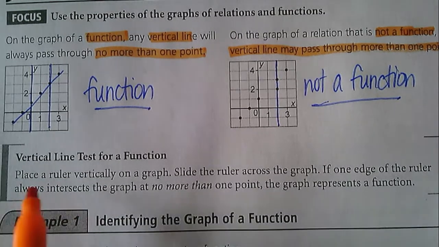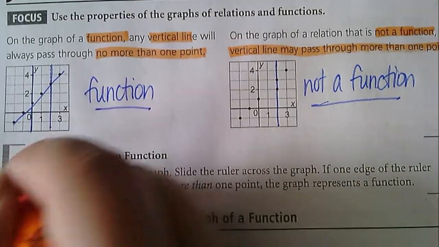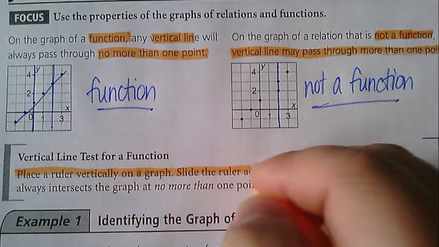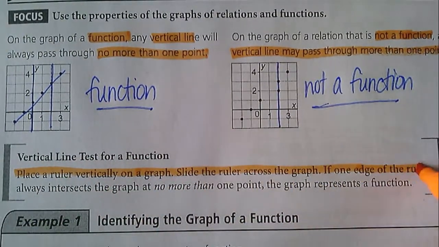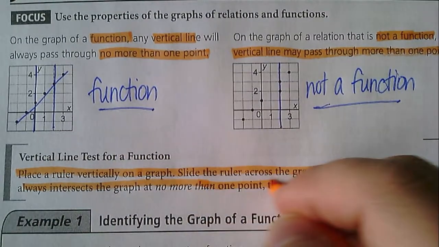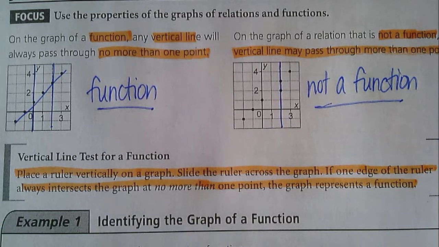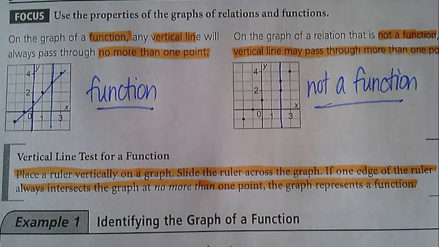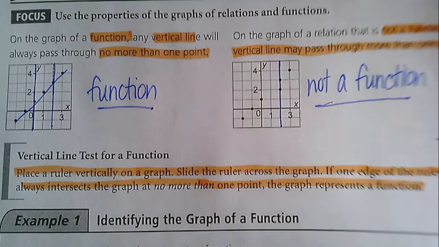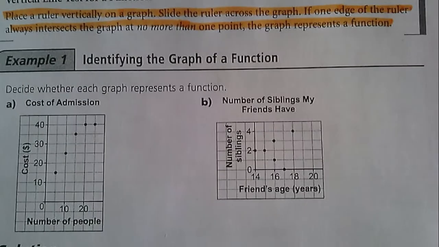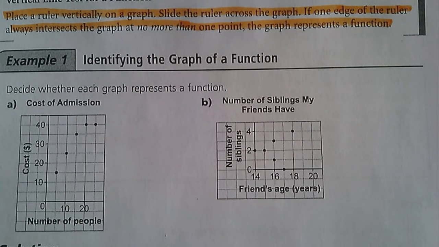Here are the instructions for the vertical line test. You need to place a ruler vertically on a graph and slide the ruler across the graph. If one edge of the ruler always intersects the graph at no more than 1 point, then it is a function. Remember, if it passes through more than 1 point, it is not a function. Let's take a look at these two graphs below. If you have a ruler, that would be great. You could even just use a piece of paper. Sometimes you can even just eyeball it.